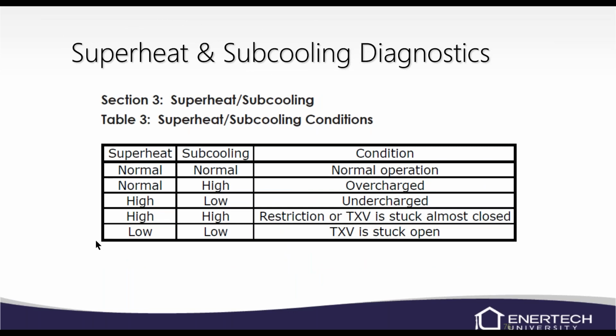If you're not sure what the superheat and subcooling really means when you get the numbers, obviously if they're both normal, it's normal operation. If you have normal superheat, high subcooling, then you're going to be overcharged. High superheat, low subcooling is undercharged. High superheat and high subcooling would be a restricted or stuck closed expansion valve. And if your superheat and subcooling are both low, then your TXV is stuck open. Very rarely will you see that last one there.